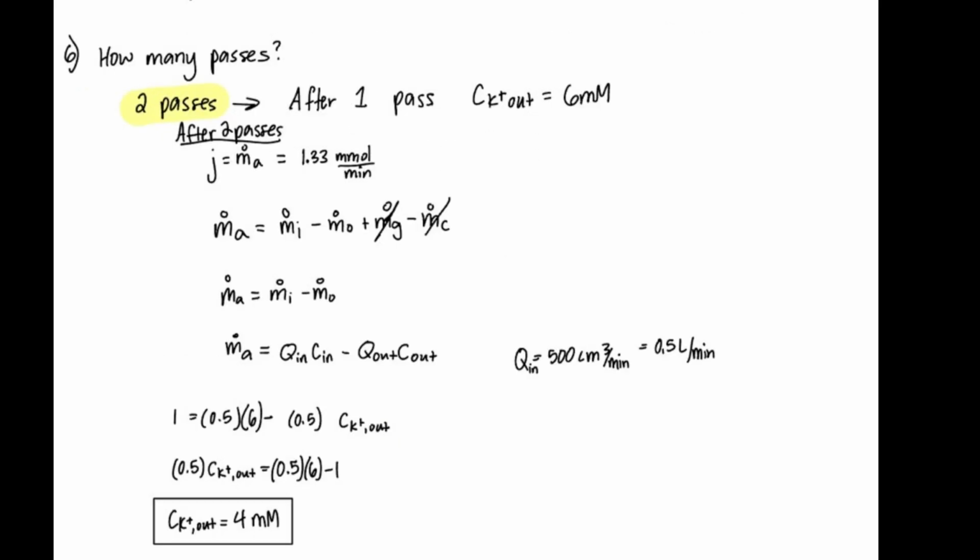Number 6 asks how many passes you estimate you will need to get back to normal potassium levels. What we calculated was that we would need 2 passes, because after 1 pass, the potassium level is 6 millimolar, and if you do 2 passes, the second pass will make it go down all the way to 4 millimolar, which is within the healthy range.